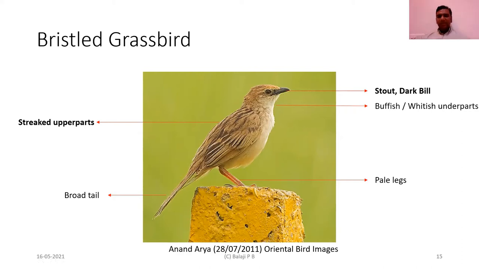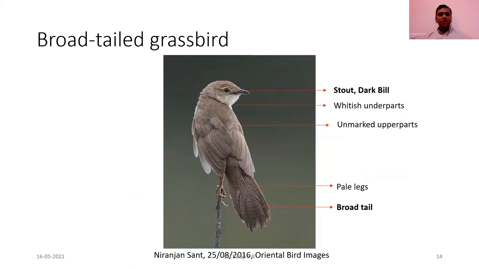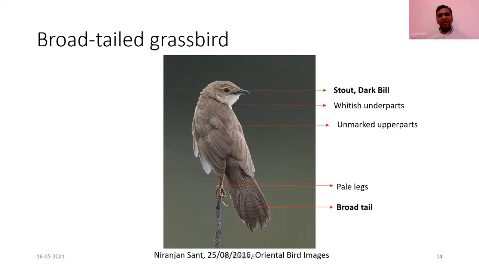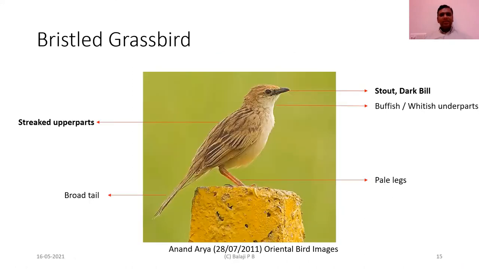And the same with the broad-tailed grassbird also. If you look at the supercilium, you can say there is one, but it is not very distinct. So the main thing is a stout dark bill in both the grassbirds. One is completely unmarked, the other has streaked upper parts. So this is the way that you distinguish both the species.